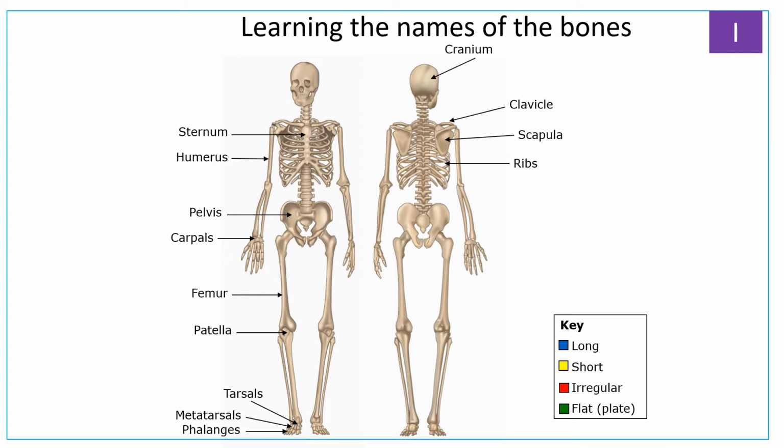Then we have the ribs. Now, the ribs extend out from the vertebrae, from the vertebral column, connected, if you look on the left hand side, to the sternum. So those ribs also play a vital role in protection of the internal organs, such as the heart, the lungs, and those other vital organs that are inside our body.